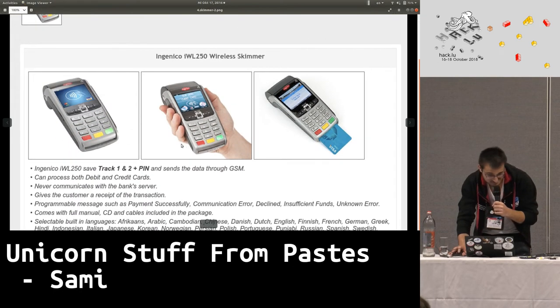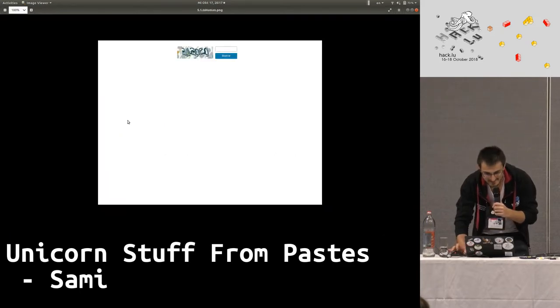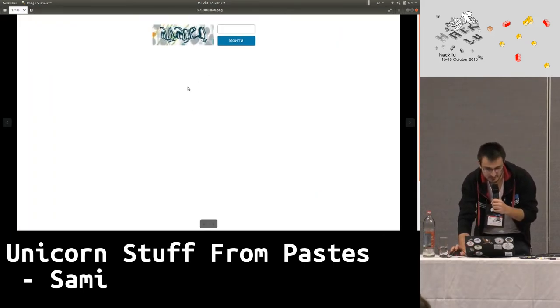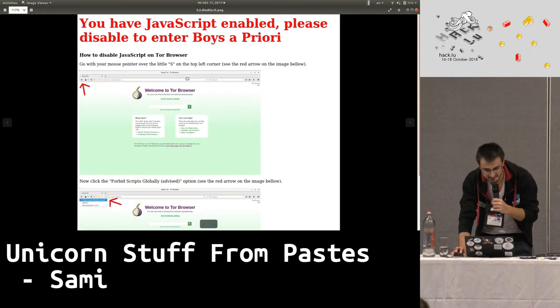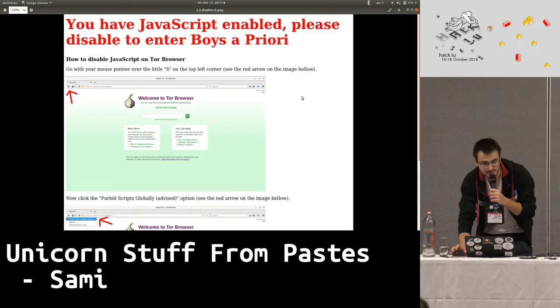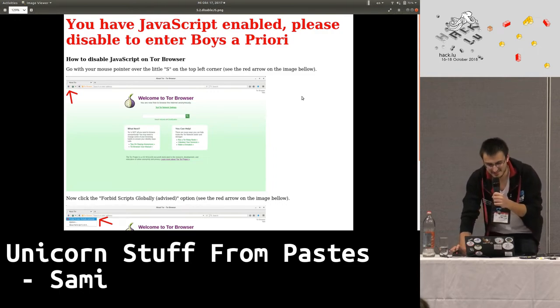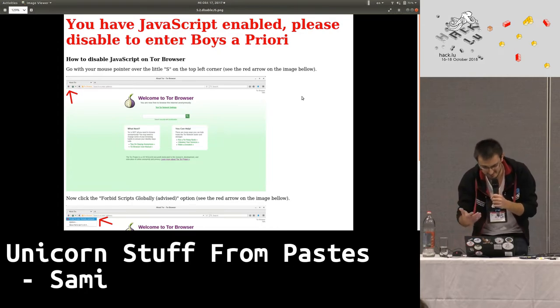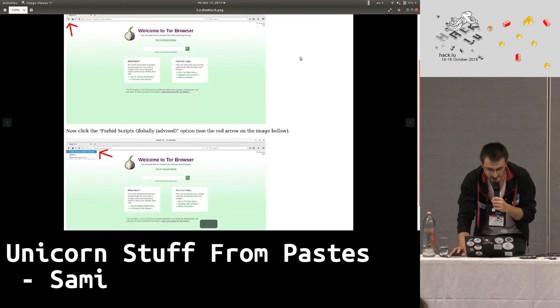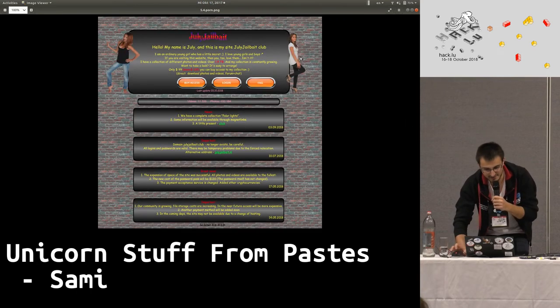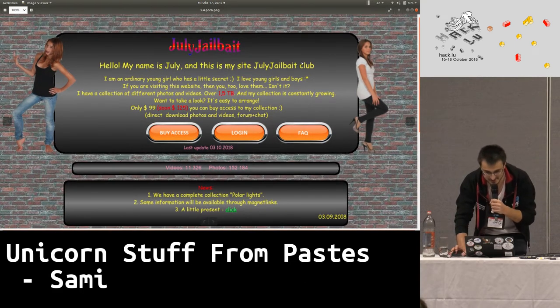Also, you have things that look really real, the standard one, where they have some interesting features like built-in languages, a lot of them. They also give the customer a receipt of the transaction and so on. So you have a lot of things. We have a lot of this kind of thing where they expect you to be a human to enter. Or even more interesting, they require you to disable JavaScript. It's kind of the opposite of some websites where they want you to have JavaScript enabled, but here they want you to have JavaScript disabled.